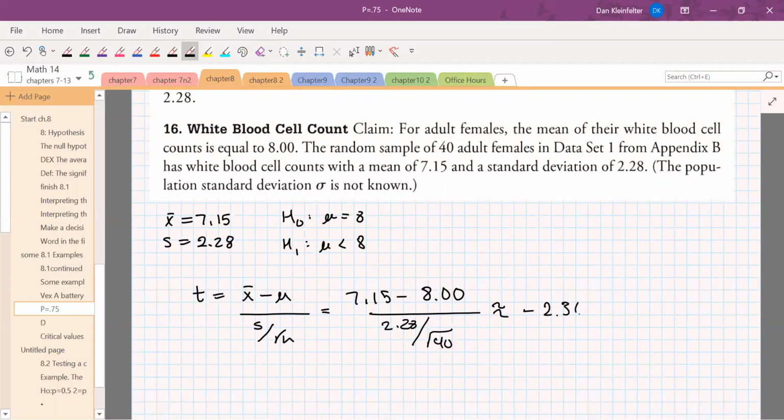All right, so when you're reading through a question, you want to decide, okay, what's the claim? Is the claim about a mean or a proportion or a standard deviation or a variance? If the claim is about a mean, you need to decide if the sigma is known or not, to decide whether or not you're going to be using the Z or T distribution.